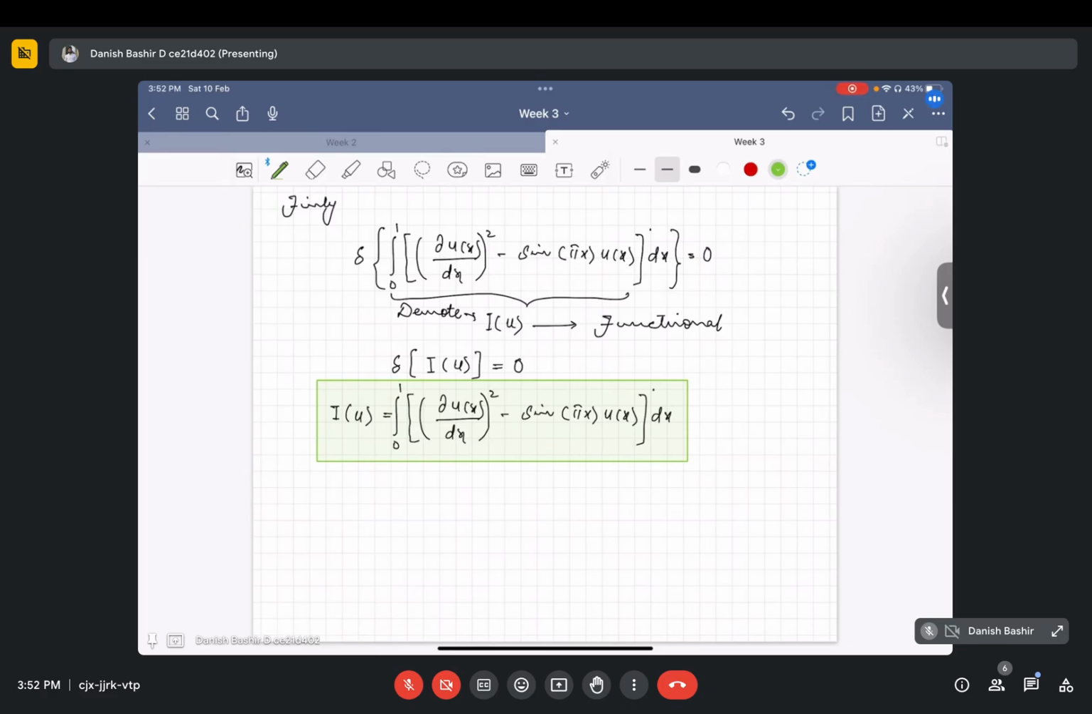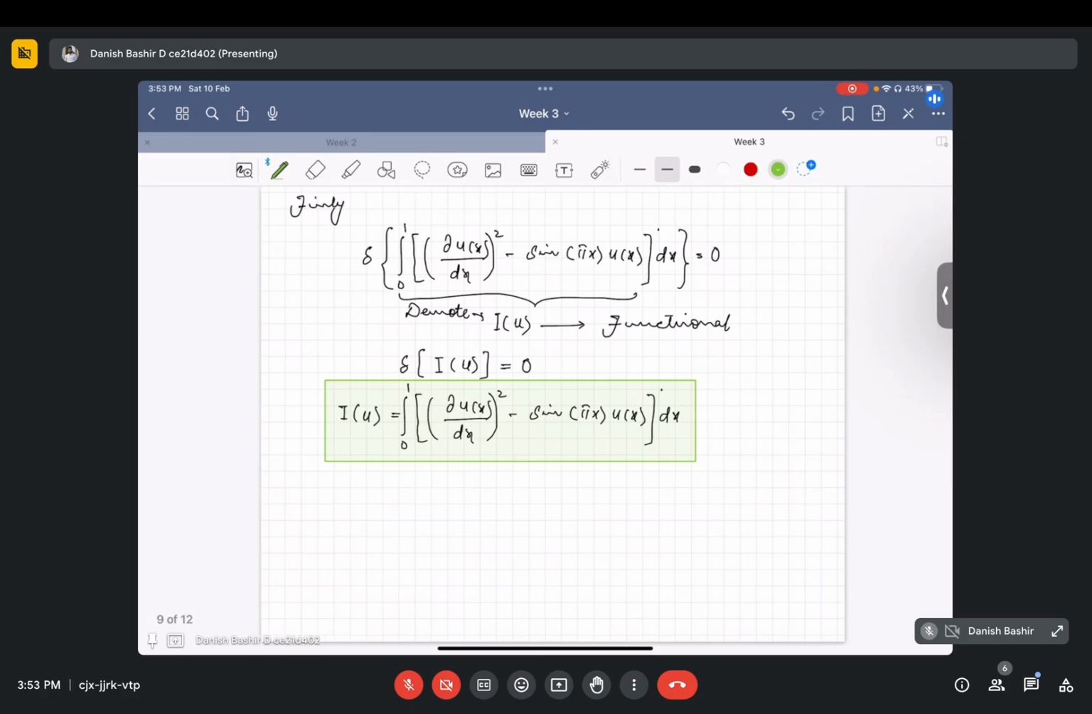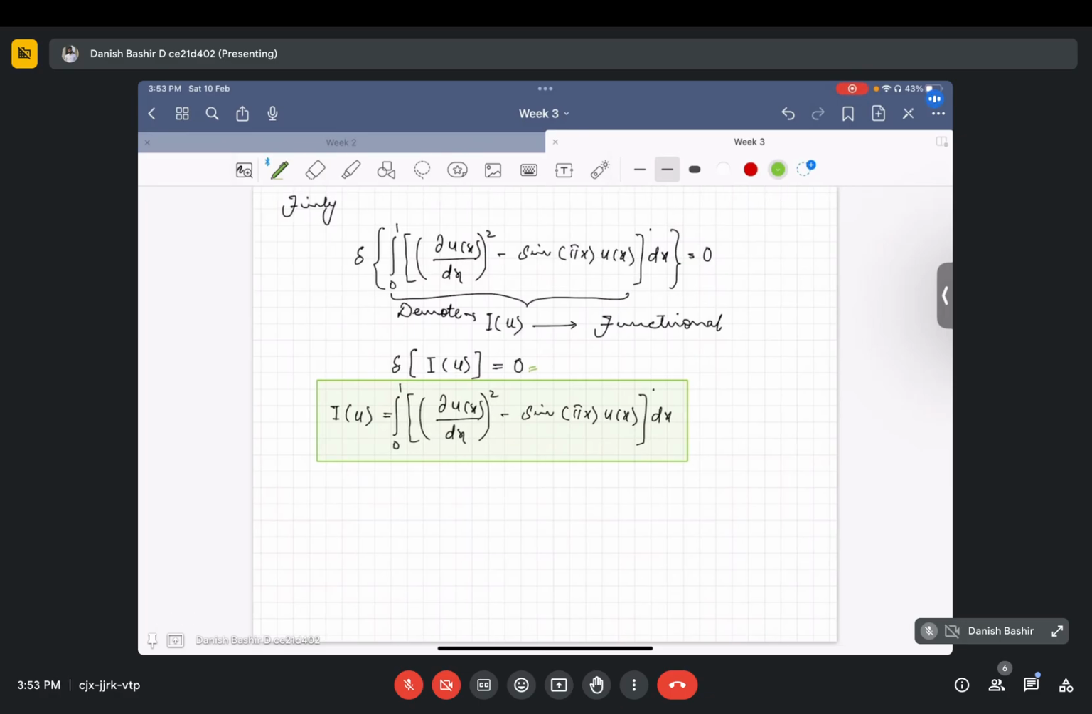Okay, then we have the variation of the functional equal to 0. With the help of this we will get an equation to get the values of a1 and a2. Also, from the last class, I had assumed that u of x is equal to a naught plus a1 x plus a2 x square.